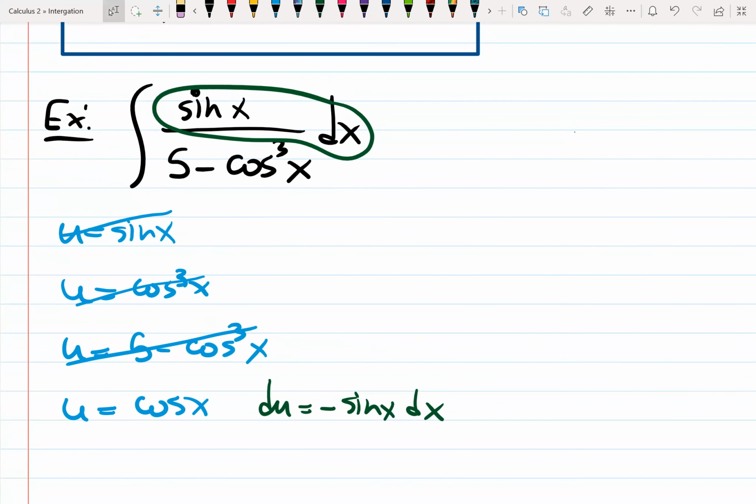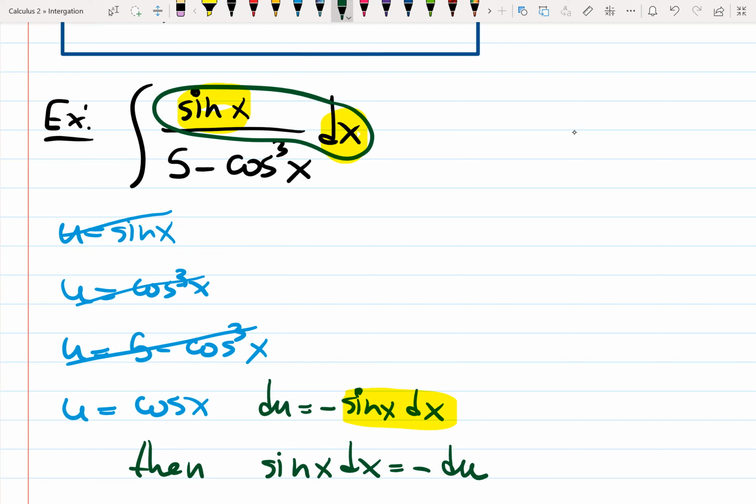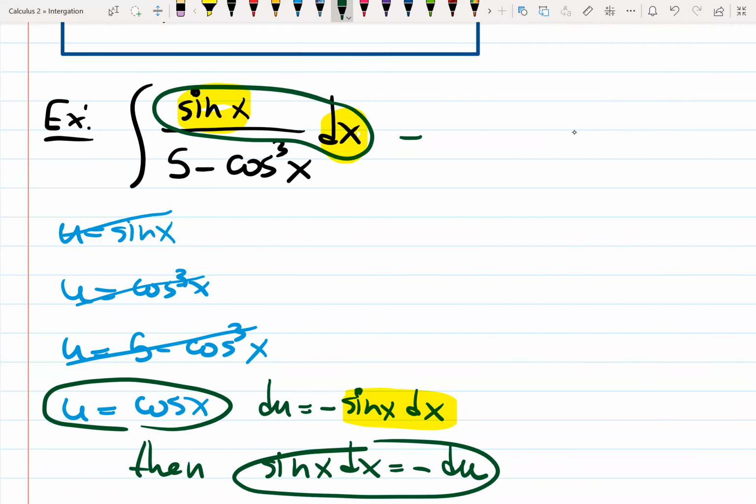Let's check. If u is cosine, so let u be cosine, du will be minus sine x. I need sine x dx, so I will solve for sine x dx. Then from here, sine x dx is minus du. Plug the last equation and the first equation into the integral. Let's see what's going to happen.